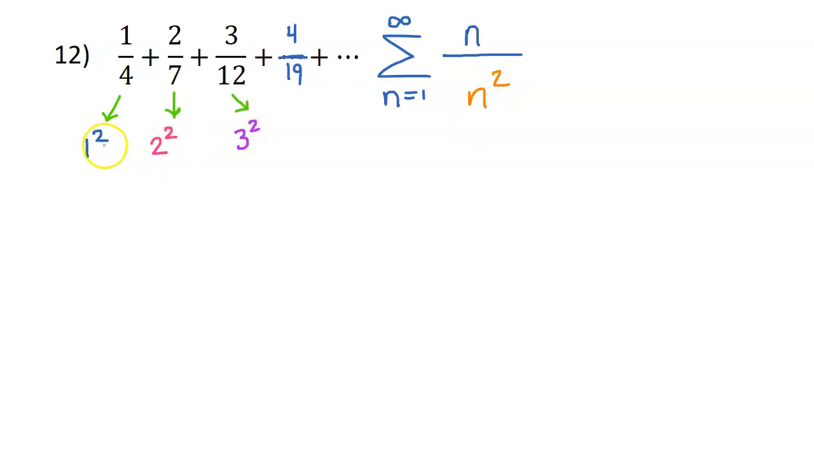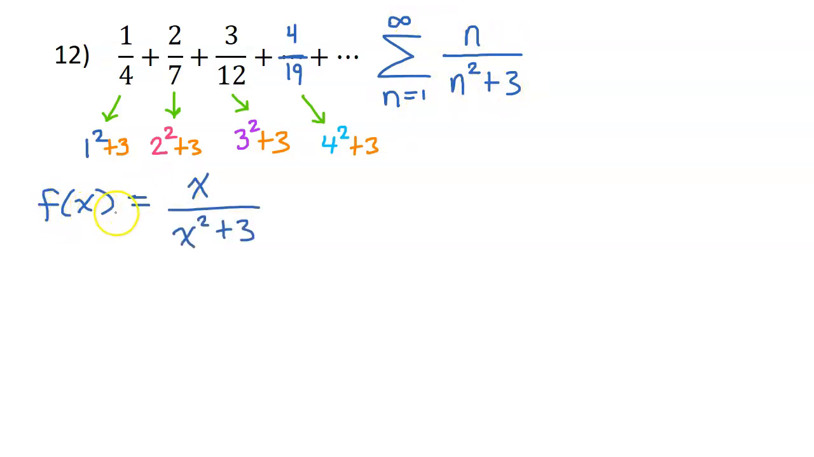1 squared is 1, plus 3 would give me 4. 2 squared is 4, plus 3 would give me 7. 3 squared is 9, plus 3 would give me 12. Just for fun, let's check the extra term. 4 squared is 16, plus 3 will give us 19. So the series can be written as the sum from n equals 1 to infinity of n over n squared plus 3. Let's define f of x as x over x squared plus 3.